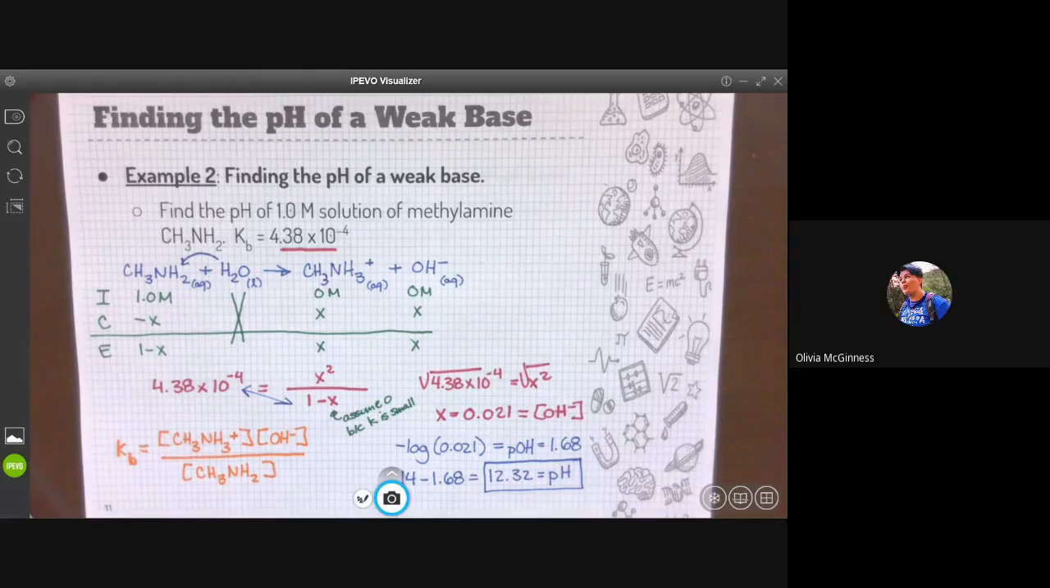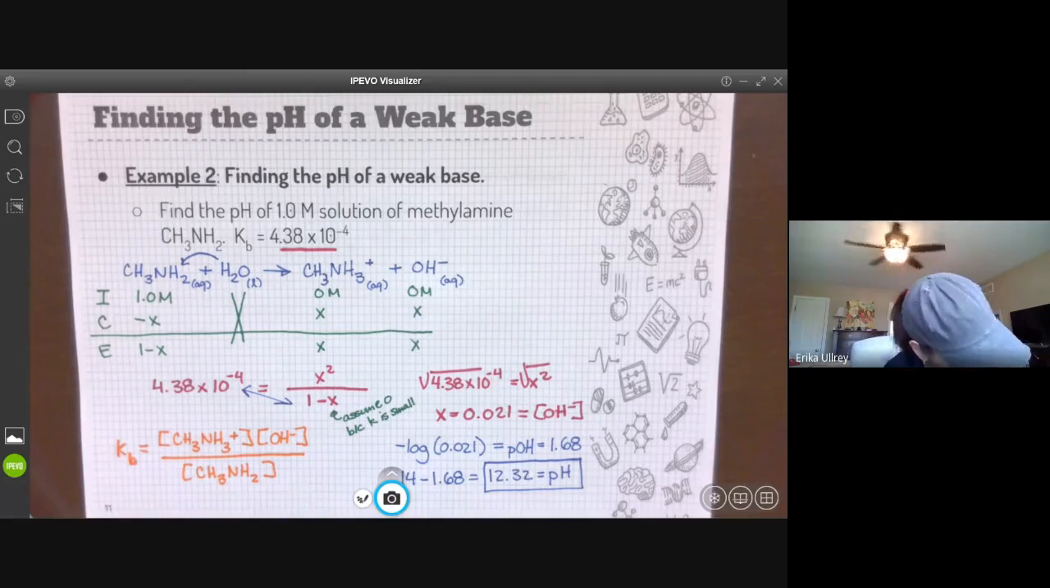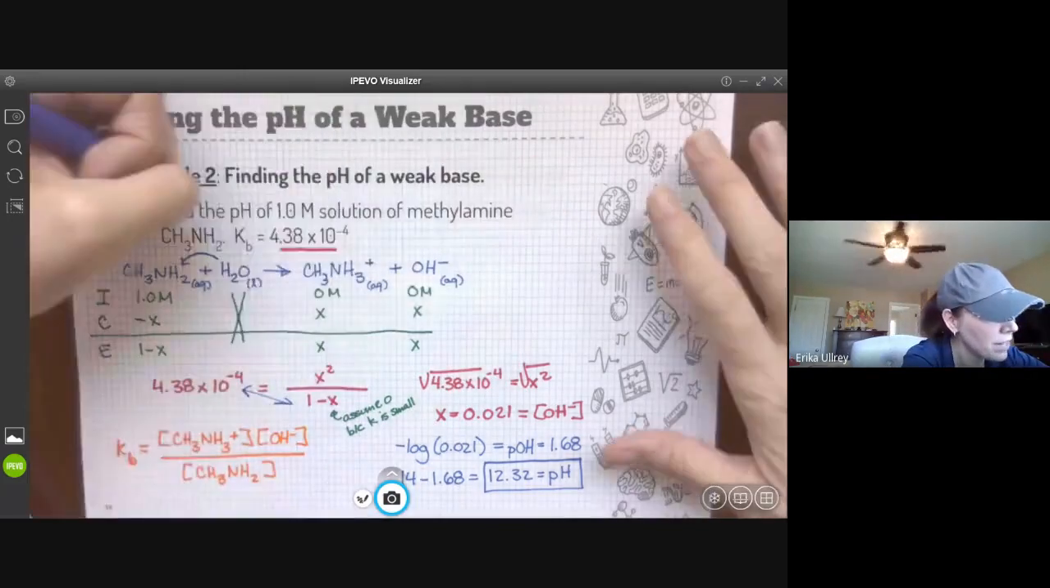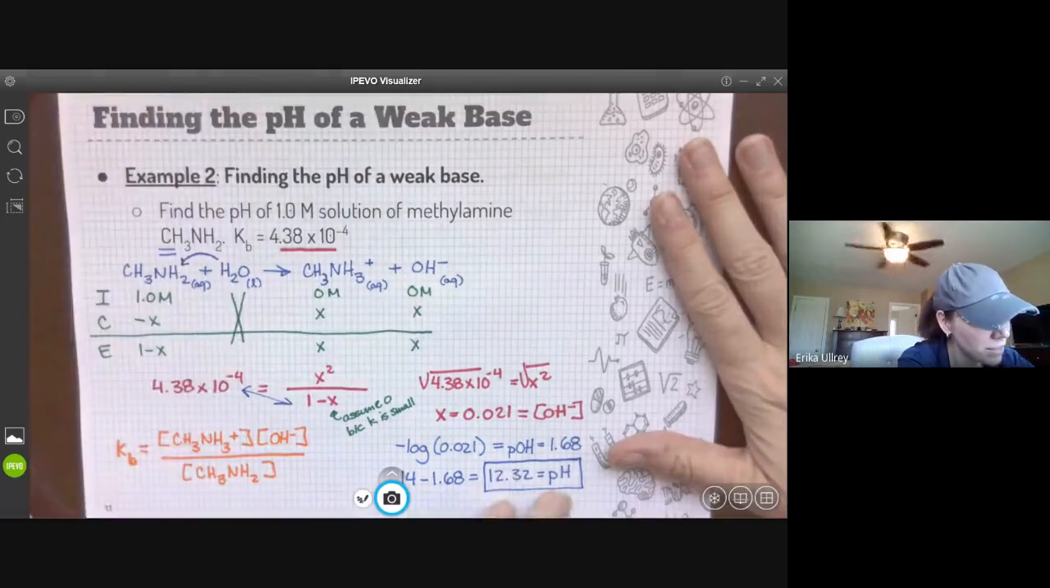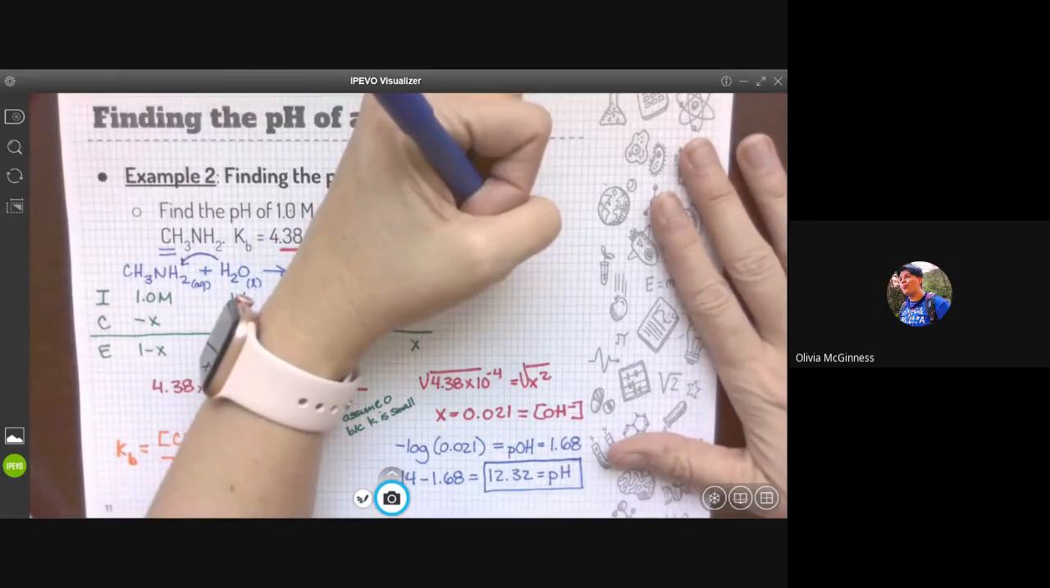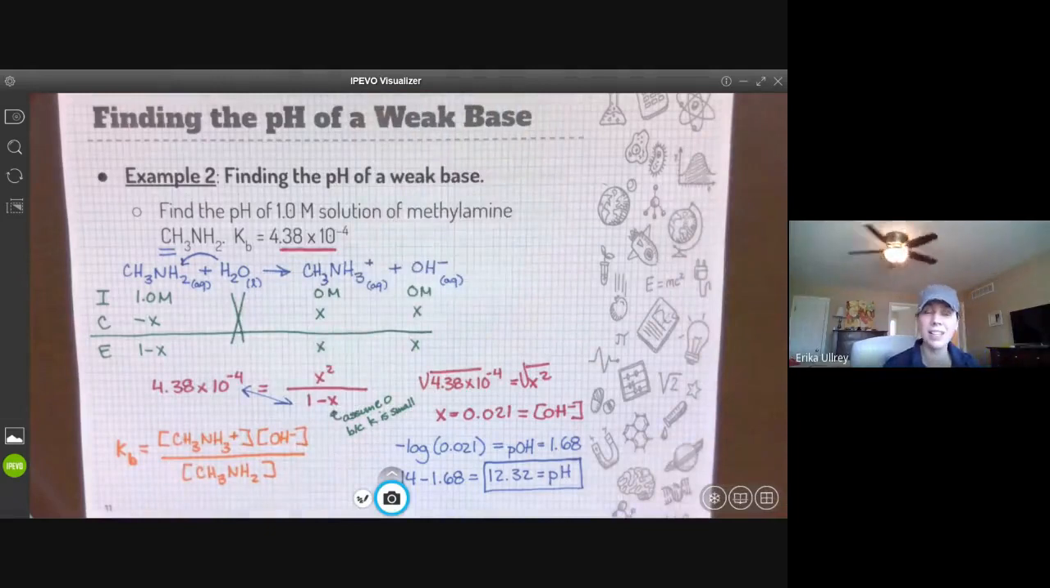Will the pH ever be like small? Because every time we do this, it's been fairly big numbers. Will it ever be like 2? So we're finding the pH of a base, right? Of a solution of a base. Yep. Typically, if it's a basic solution, it's going to be pH greater than 7.